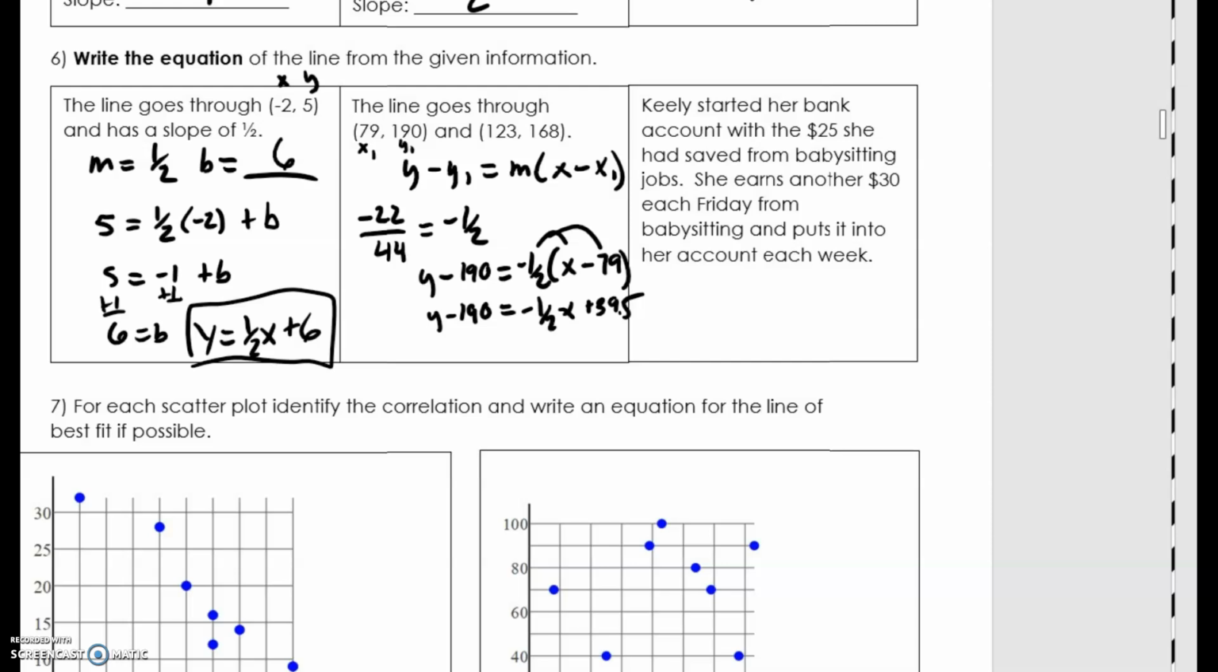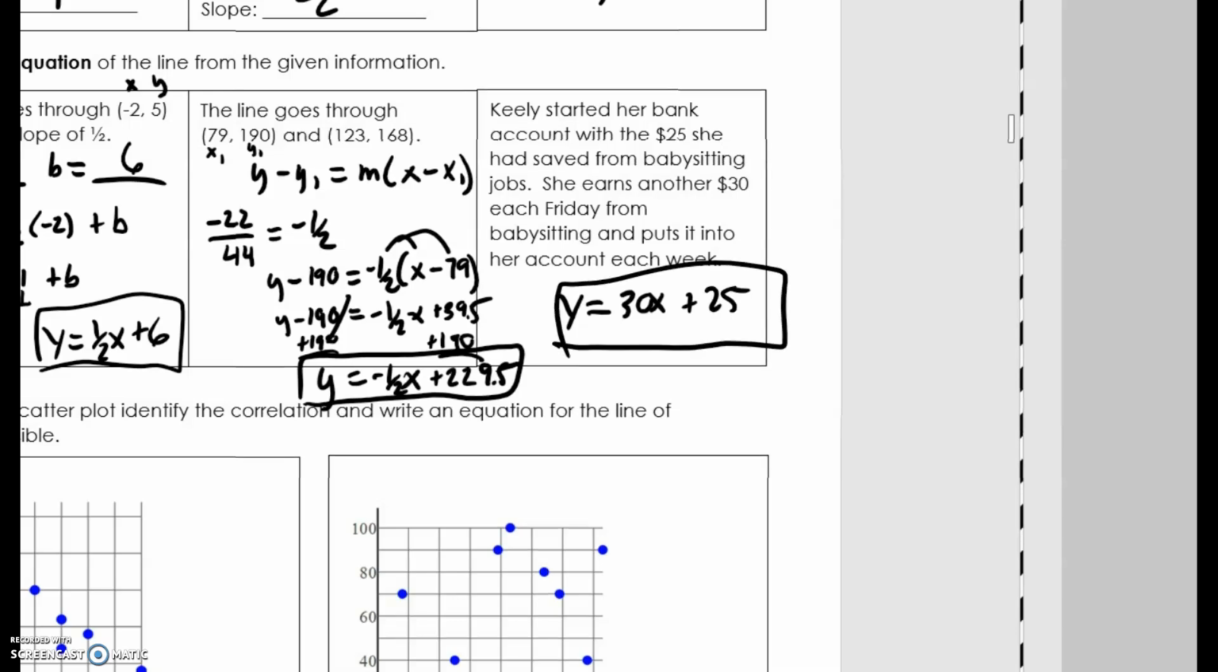Subtract the 39. Oh, never mind. Keep that 39.5 over there. Add the 190. We want the y by itself. And I get y equals -1/2 x plus 220, should be 229.5, I believe. Let me just make sure. 39.5 plus 190, 229.5. Okay, there's the equation.